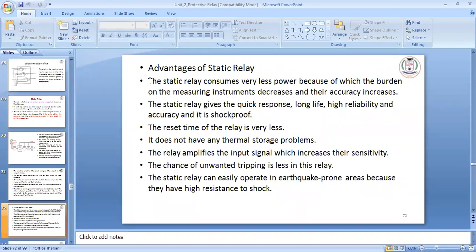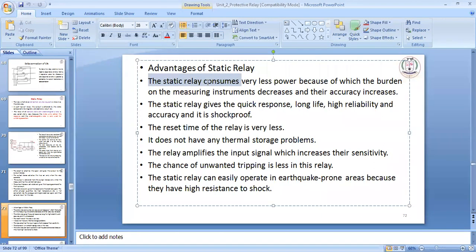So here, in the static relay, why are we going for electronic components? Electrical components generally consume more power, but electronic components consume less power. That is why the static relay, which is made up of electronic components, will consume very little power. And this will give us a quick response, because you have two conditions: on or off.